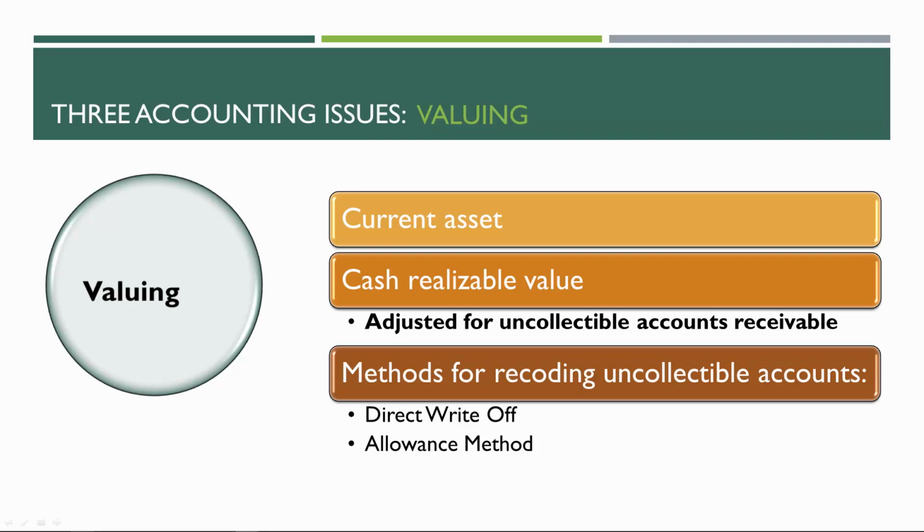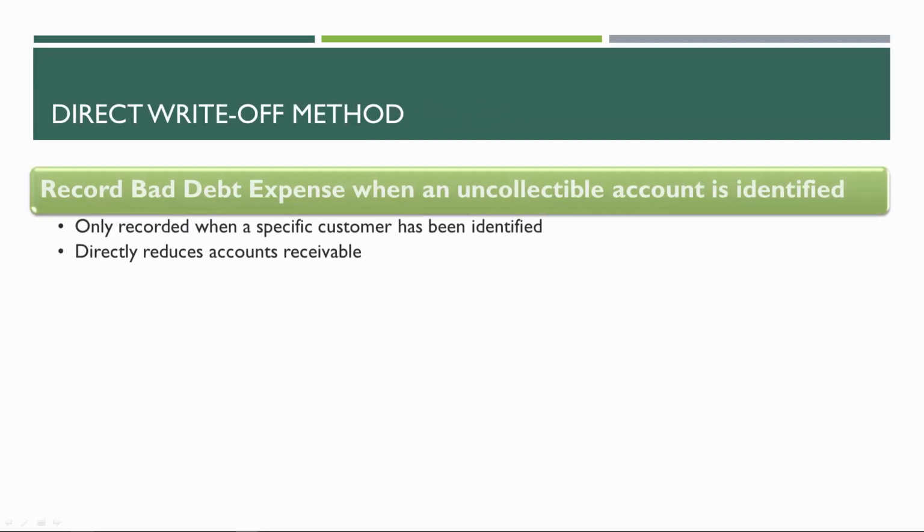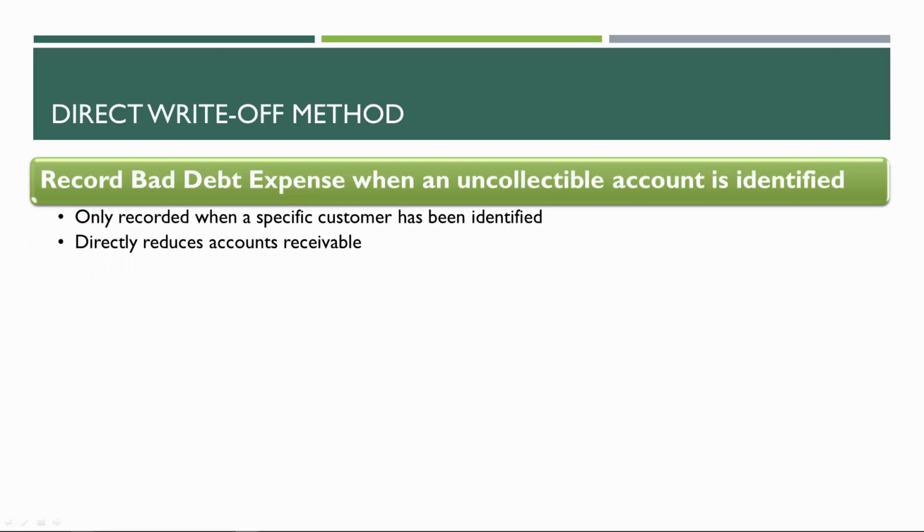And so there's two methods for recording these uncollectible accounts: the direct write-off method and the allowance method. So first, let's look at the direct write-off method. Under the direct write-off method, you record bad debt expense when a specific uncollectible account is identified. So you wait until you've identified a certain customer that you do not think is ever going to pay you, and then you reduce accounts receivable directly for that amount.